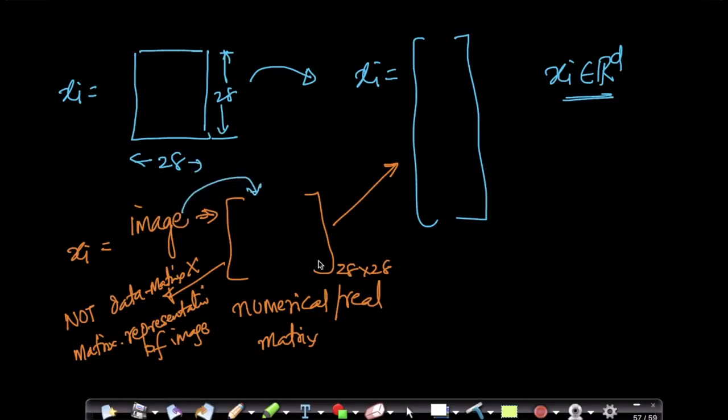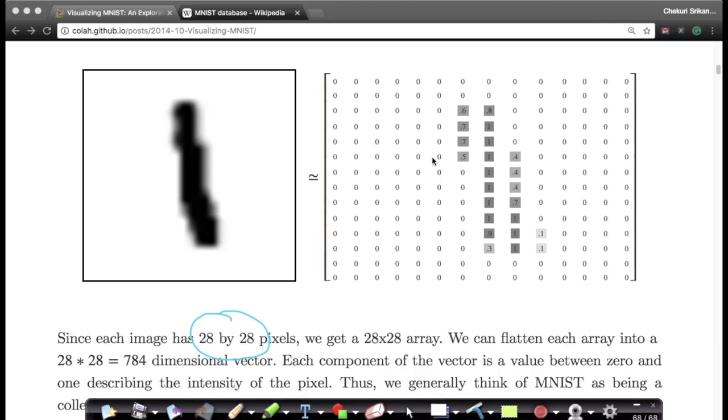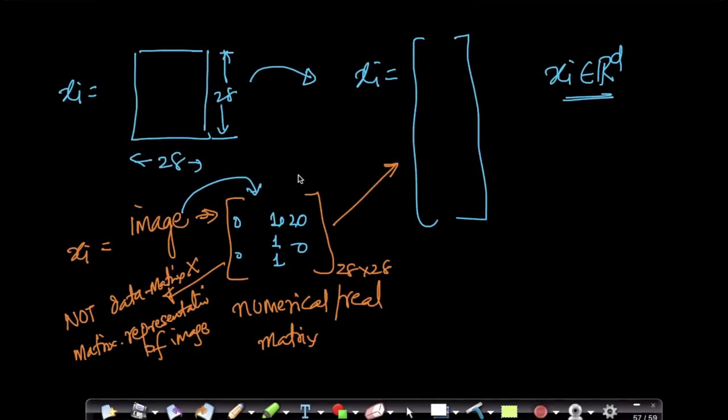How do I convert this into a matrix representation of an image? By saying that all the black points will be 1, all the gray points will lie between 0 and 1, all the white points are 0, right? So on and so forth, as we saw here. After I do this, I do row flattening or column flattening, and now I get a 784 cross 1 dimensional vector for each data point.